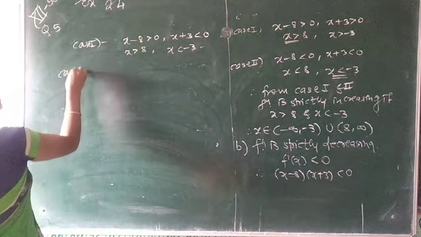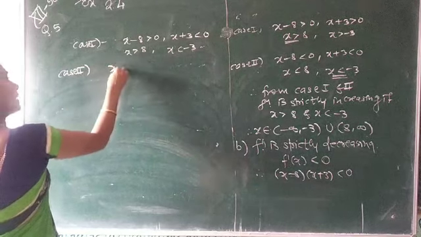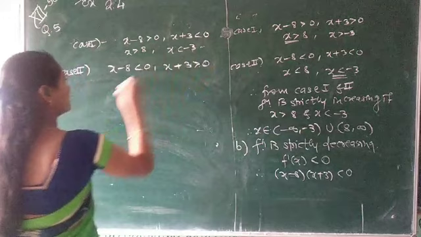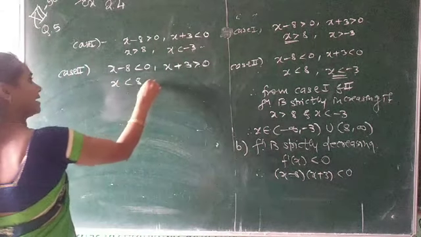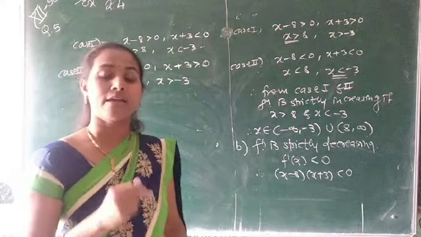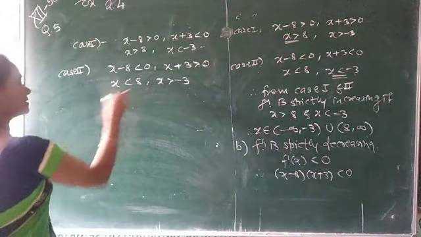Now, case second: x minus 8 less than 0 and x plus 3 greater than 0. That means x less than 8 and x greater than minus 3. So for this case second, x is greater than minus 3 but x is less than 8.